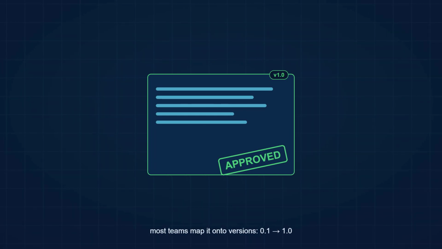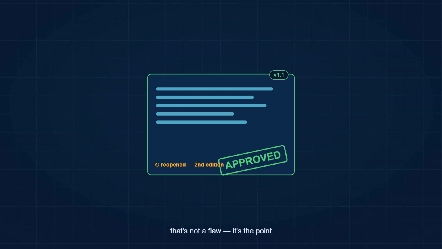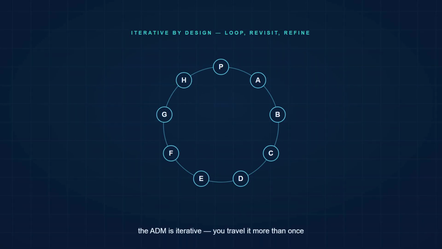But here's the part that trips people up. Approved does not mean finished, frozen, never to be touched again. Even an approved document can be reopened and updated later, exactly like a popular book getting a second edition. And that isn't a flaw. It's the whole point of how this method works. Because the ADM is iterative. You are meant to travel around it more than once, revisiting and refining as you learn. And that looping happens at 3 different sizes.